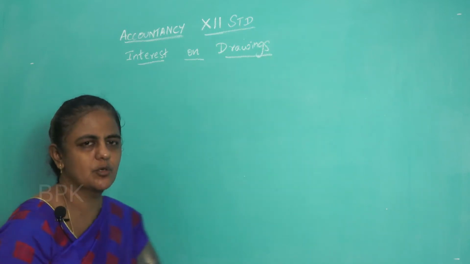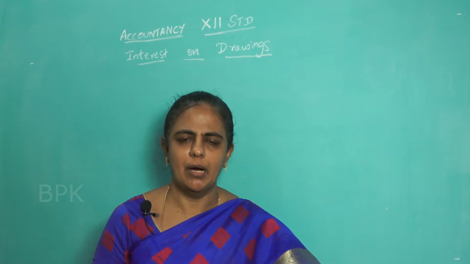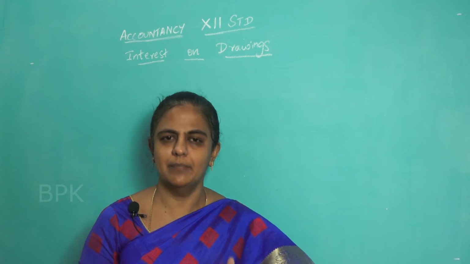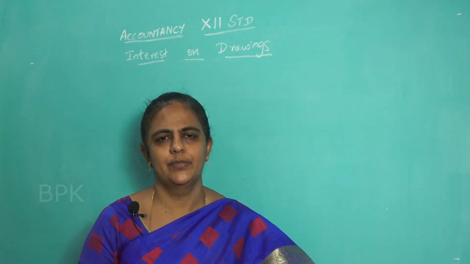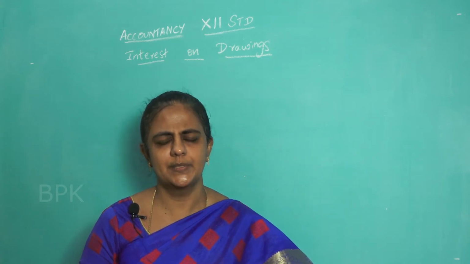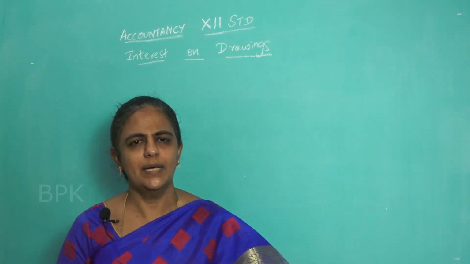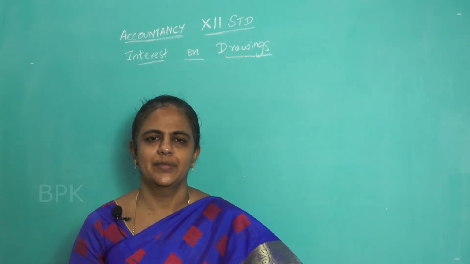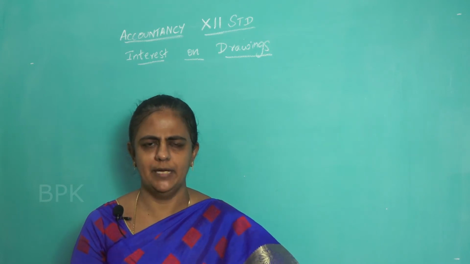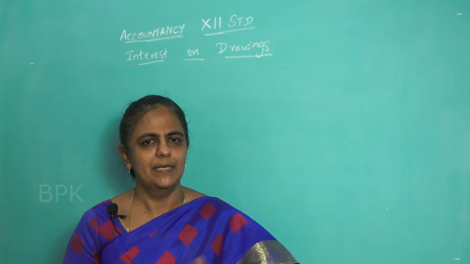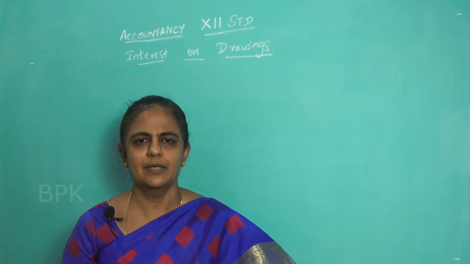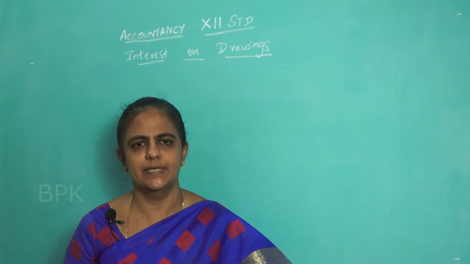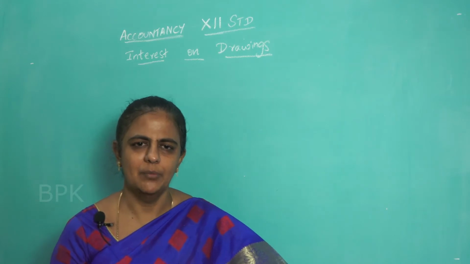Now, what is this drawings? It is the amount withdrawn by the proprietor for his personal use. When the proprietor is withdrawing money from the capital for his own use, that is called drawings. When the money is withdrawn, the capital gets reduced. He is going to draw from the capital what he has already invested. So, the capital gets reduced. So, what we have to do is pay interest on drawings for the amount withdrawn by the proprietor.